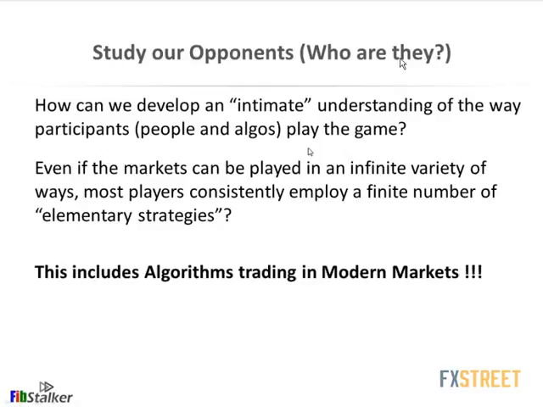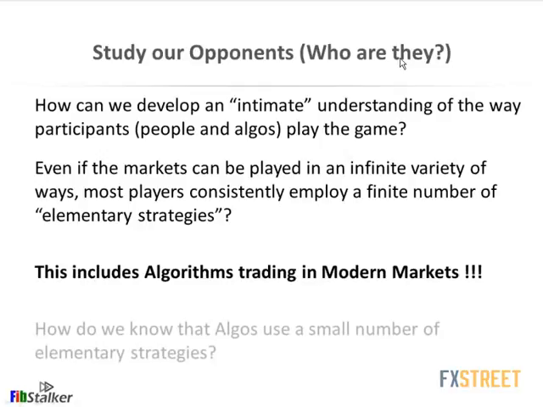Not only is it possible, but also algorithms and some families of algorithms that trade in modern markets use a finite number of elementary strategies. And this is important, and you can use that as an edge. And we can actually reconnect the observation we do on these algorithms to order flow. So how do we know that algorithms use a small number of elementary strategies? Before I answer this question, let me show you the reality of modern markets.